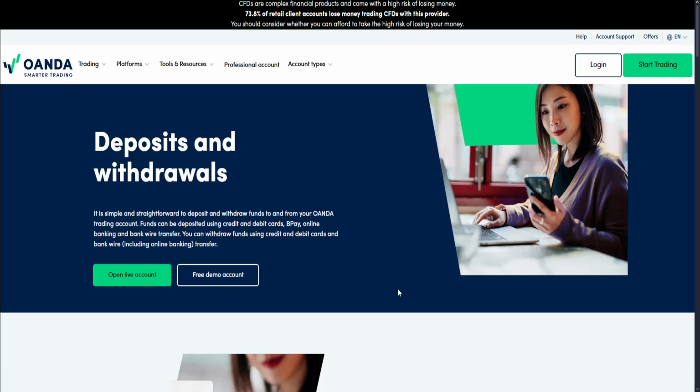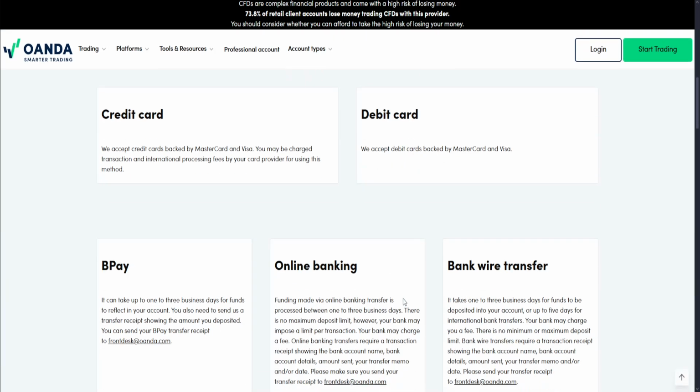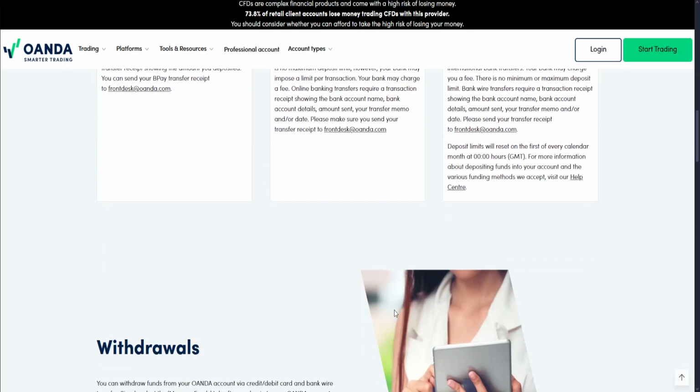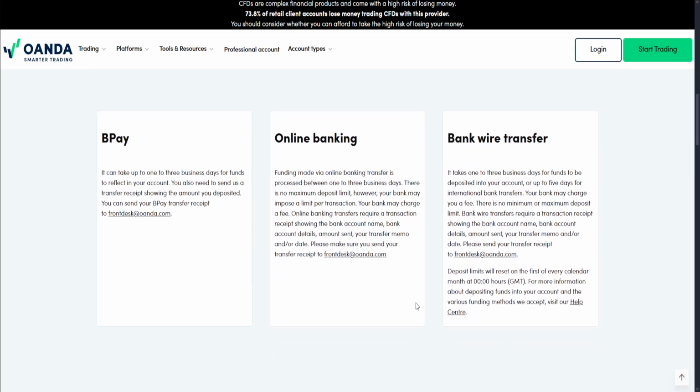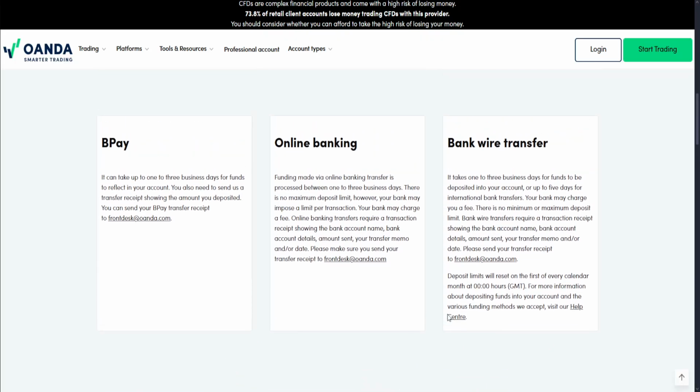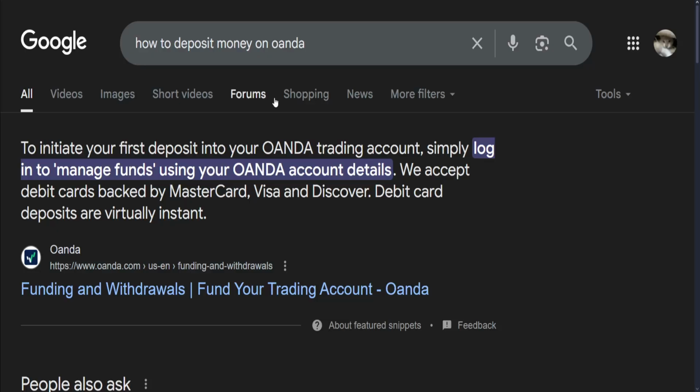How to deposit money on Oanda. So there are many ways to deposit money on Oanda. You can use the credit card, debit card, BPay, online banking, and bank wire transfers. So how you can do those is just simply navigating or initiating your first deposit into your Oanda trading account.